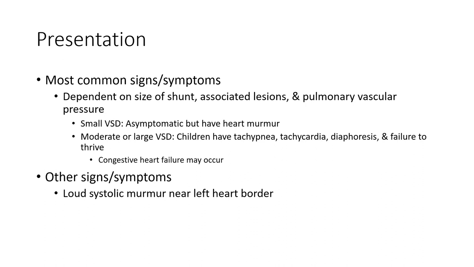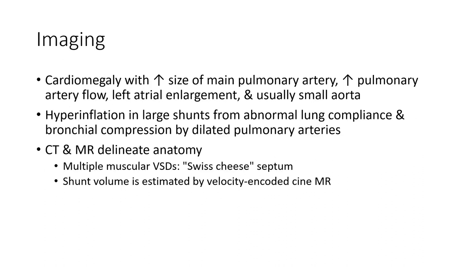Other signs and symptoms: loud systolic murmur near the left heart border. Imaging: cardiomegaly with increased size of the main pulmonary artery, increased pulmonary artery flow, left atrial enlargement, and usually small aorta. Hyperinflation in large shunt from abnormal lung compliance and bronchial compression by the dilated pulmonary artery.